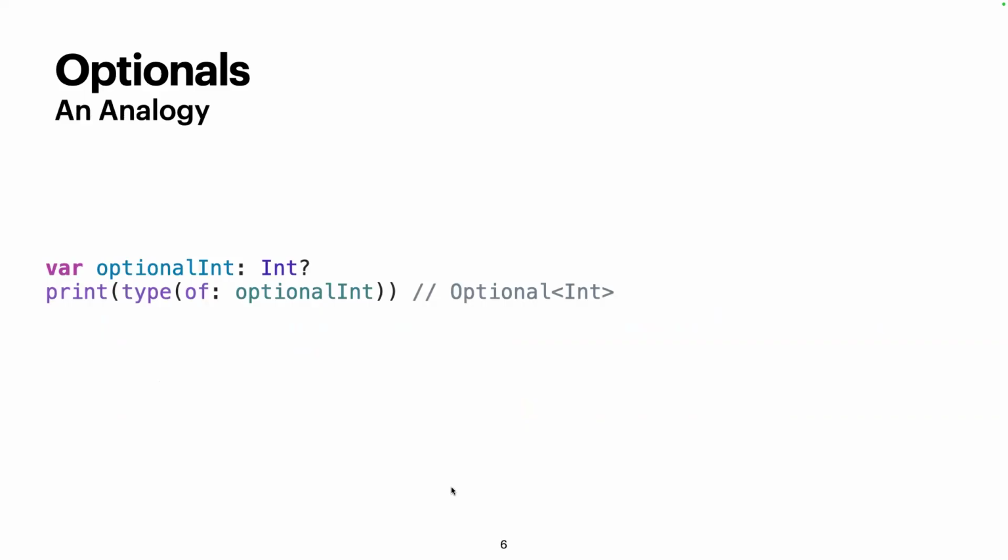So here's an analogy. I have a variable called optionalInt, and its type is, oh yeah, an optional Int. I'm going to print it out using this function called type(of:), passing the variable in. What's going to print out is Optional, and then in these angle brackets, or whatever these things are called, the wrapped type is Int. So you can see the value of the variable is wrapped around this optional construct.